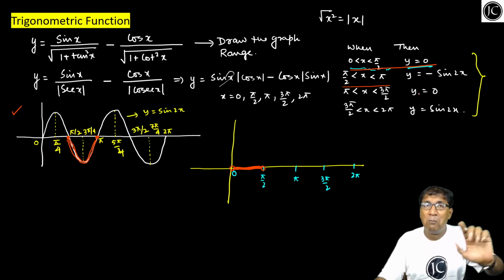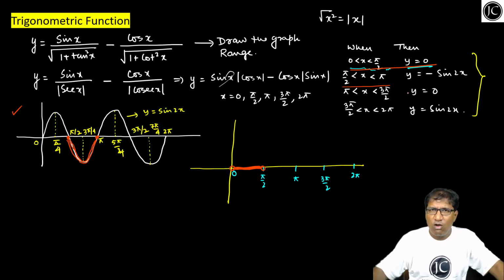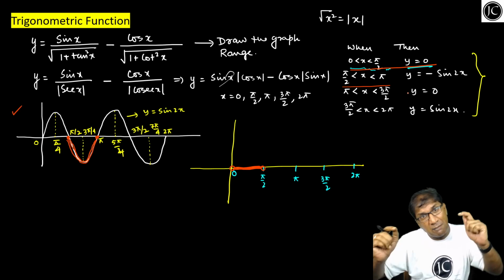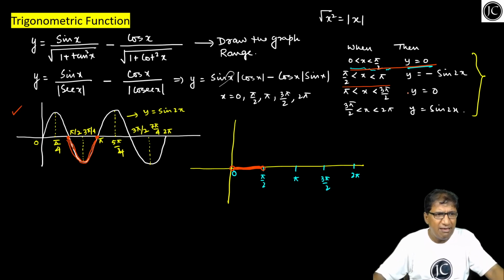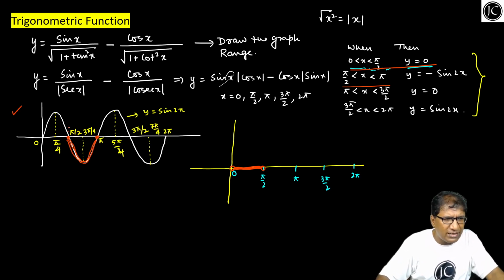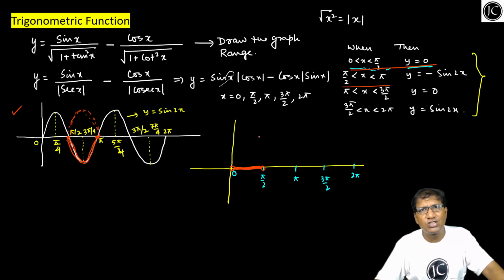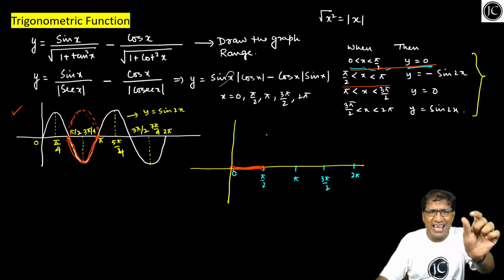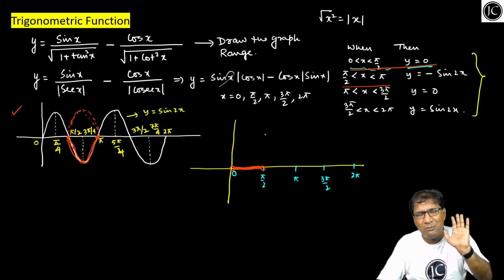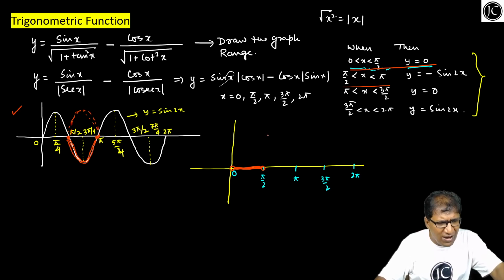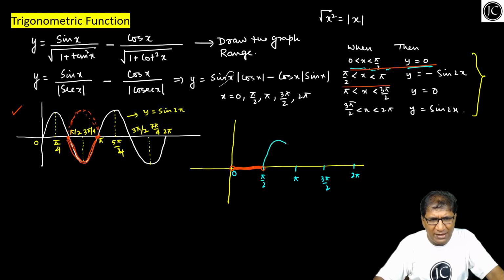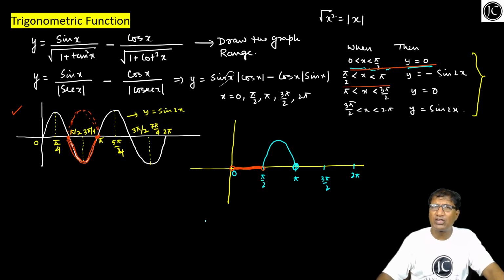Now, what about minus of sin 2x? You simply revolve this portion about the x-axis by 180 degrees. Means, this portion will come here. Isn't it so? So, this is the portion of y equals minus of sin 2x when x is lying between pi by 2 and pi. Therefore, the graph will look something like this. From pi by 2 to pi, both ends open. Is it clear? So this portion.